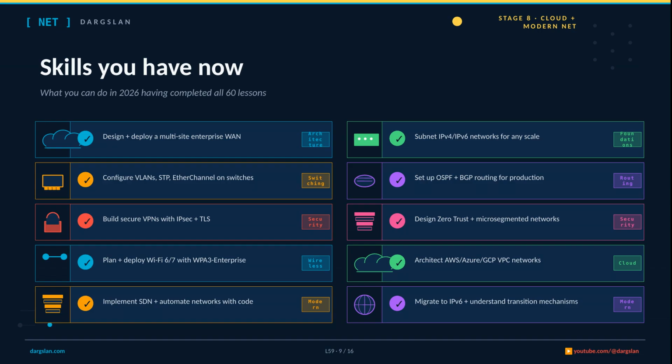On the right column, clean IPv4 and IPv6 subnetting at any scale, OSPF and BGP in production, zero trust microsegmentation, multi-cloud VPC architecture, and a real IPv4 migration plan. 10 concrete capabilities. That's a career-grade skill set.